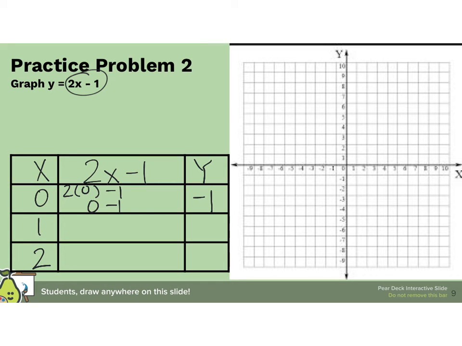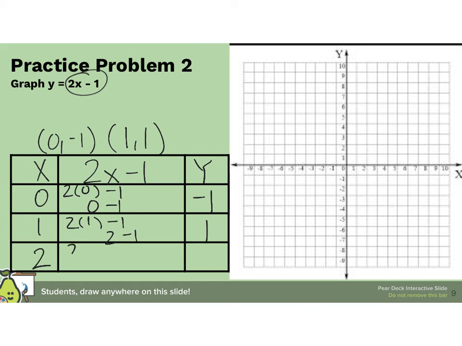So when X is 0, what is Y? -1. Second point, 2, parentheses, minus 1. What are we filling in for X this time? A 1. 2 times 1 is 2. 2 minus 1 is positive 1. So we have the point 1, 1.